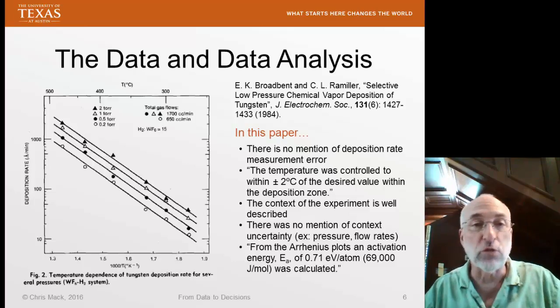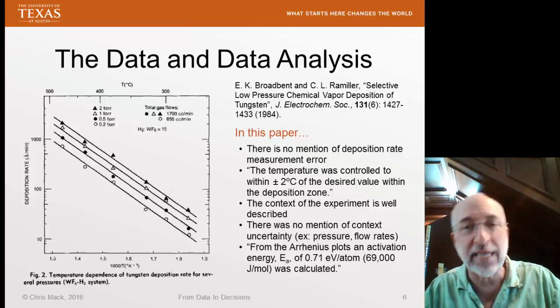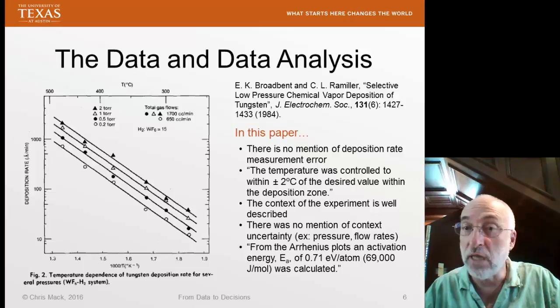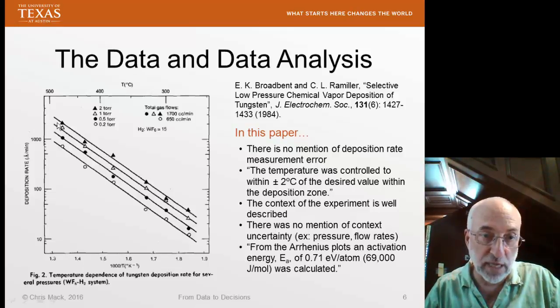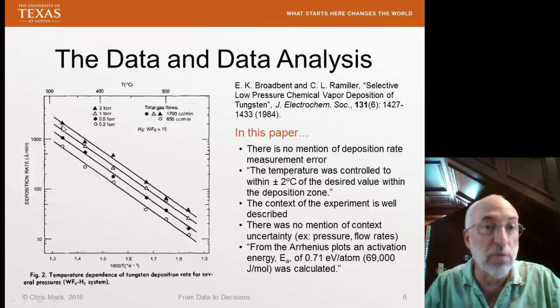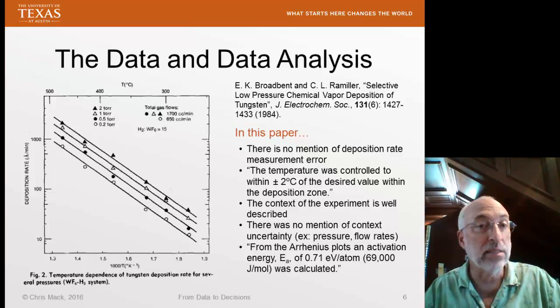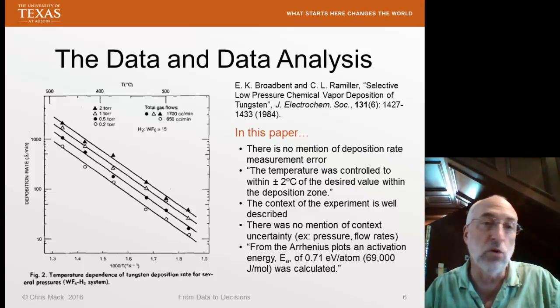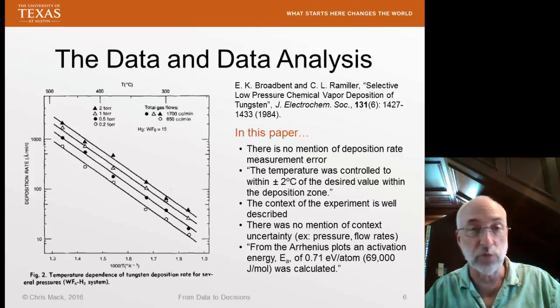And if you were to read this paper carefully, look at the graph, look at how the data is described in the paper, you'll find that there is no mention of measurement error. So we have these data points for deposition rate at a particular temperature and other process conditions, and there's no error bars shown. There's no mention of an estimate of the uncertainty in that measurement. And no discussion of how you might even go about obtaining that uncertainty estimate. So that is a missing piece, an important piece of the data.